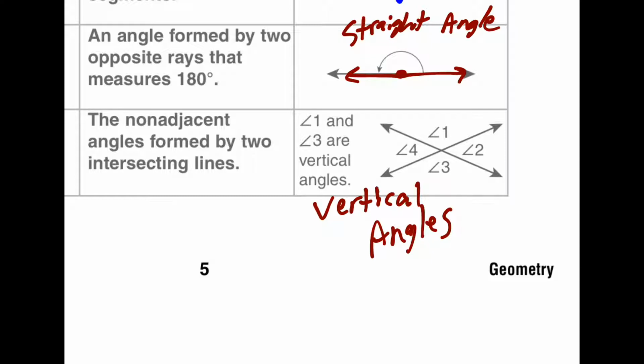Vertical angles are the non-adjacent angles formed by two intersecting lines. So these two lines cross, and 1 and 3 are considered vertical angles. Non-adjacent means they're not next to each other. Here 4 and 2 would be another example.